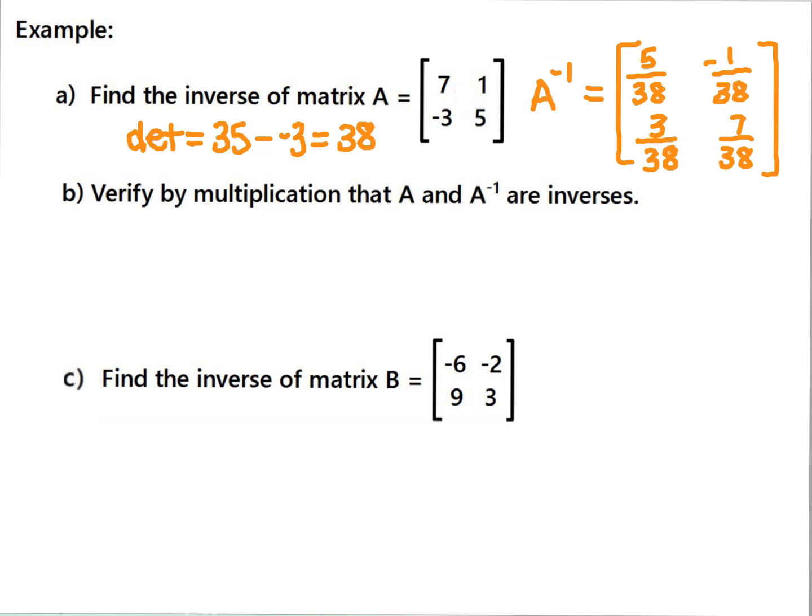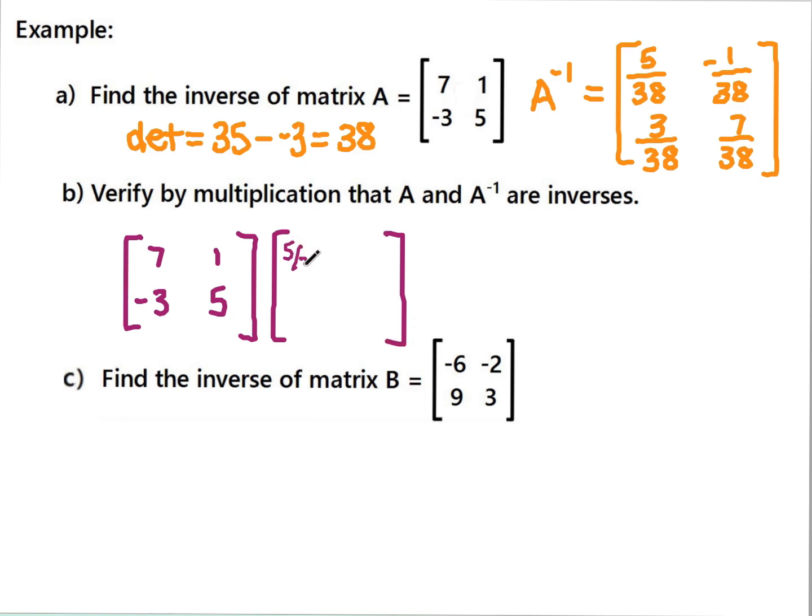Verify by multiplication that A and A inverse are inverses. It's kind of like checking my work now. Could do this on my calculator, but I'm going to try to use my brain. 7 times 5 38ths, 35 38ths, plus 1 times 3 38ths, 35 38ths plus 3 38ths would be 38 38ths, which is 1. Oh, this is going well so far.